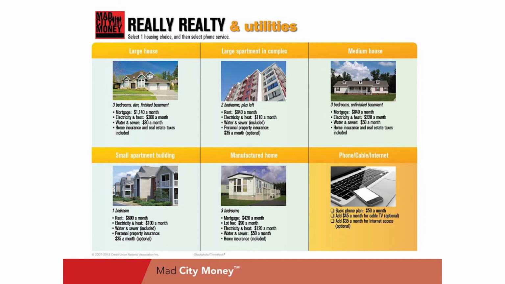Small apartment building, you're looking at 1 bedroom, that's $600 a month. Manufactured home, 3 bedrooms, that's $420 a month. Each one of these also has lot fee or electricity and heating, water and sewer, and home insurance. So take a look at that, as well as the phone, cable, and the internet package, which one you want. And we'll pause here for you to make your selection.